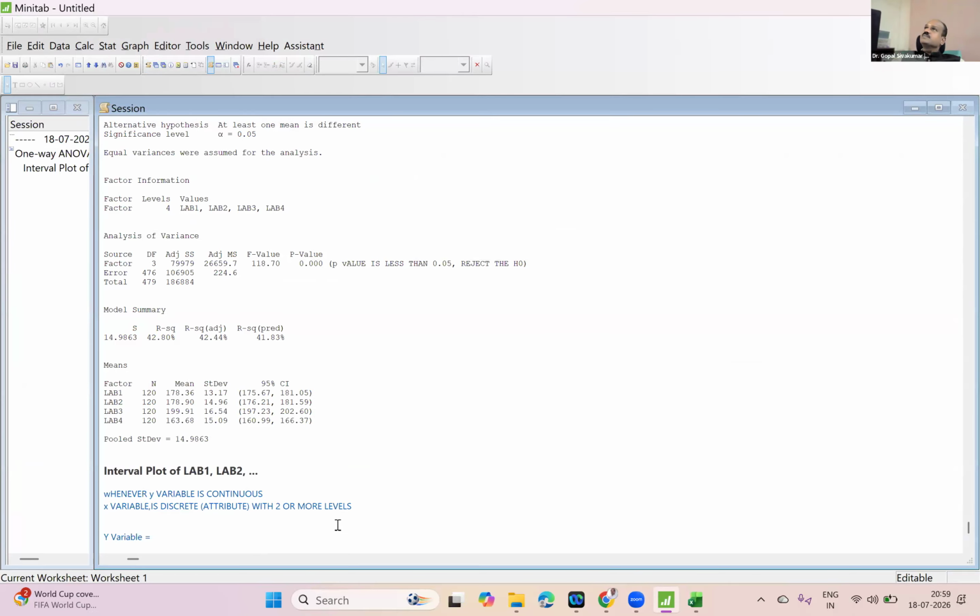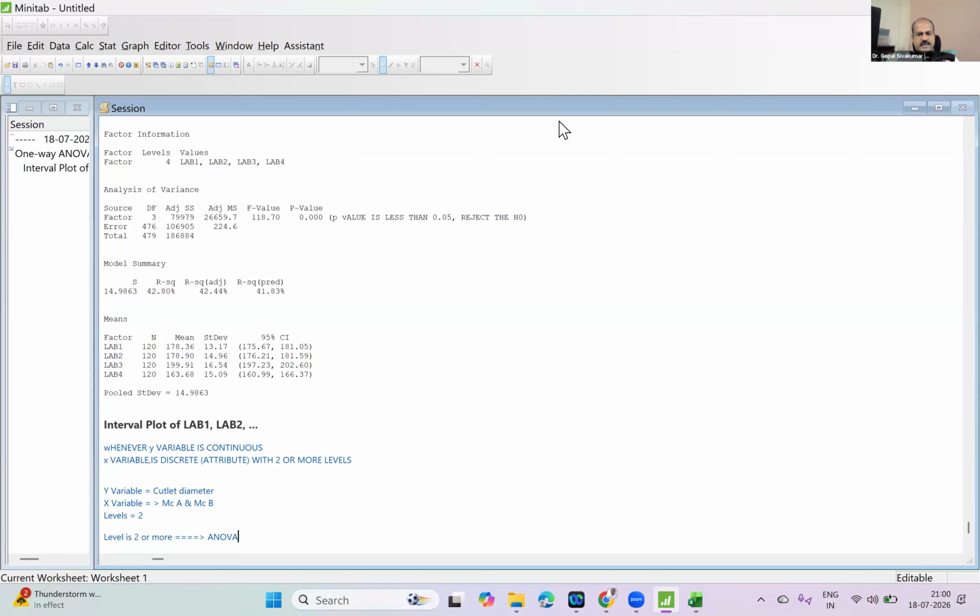Any number of levels: 2, 3, 4, 5. Let us say you are dealing with 5 suppliers, and the quality of the supplied material is measured in some kind of measurable characteristic, let us say surface finish. Now, when you deal with 5 suppliers, you want to find out whether any particular supplier gives material with a better surface finish. This is the question. Now, which hypothesis test is recommended? Again, ANOVA.